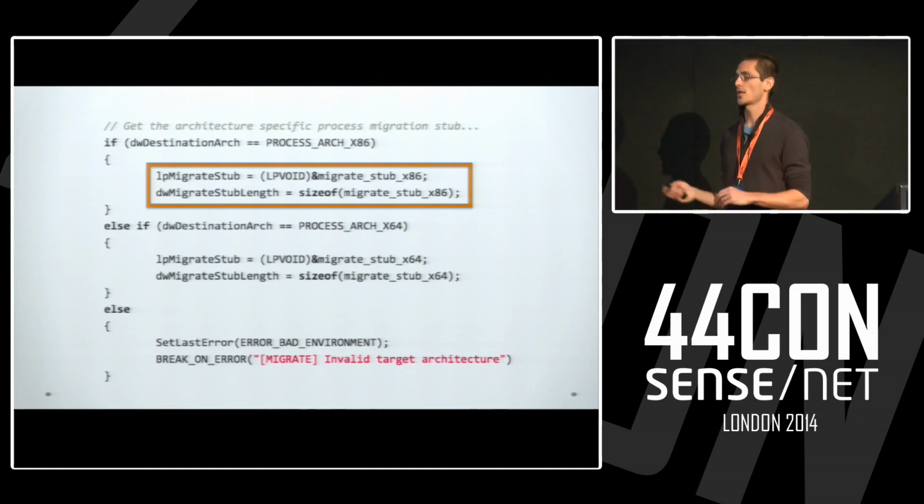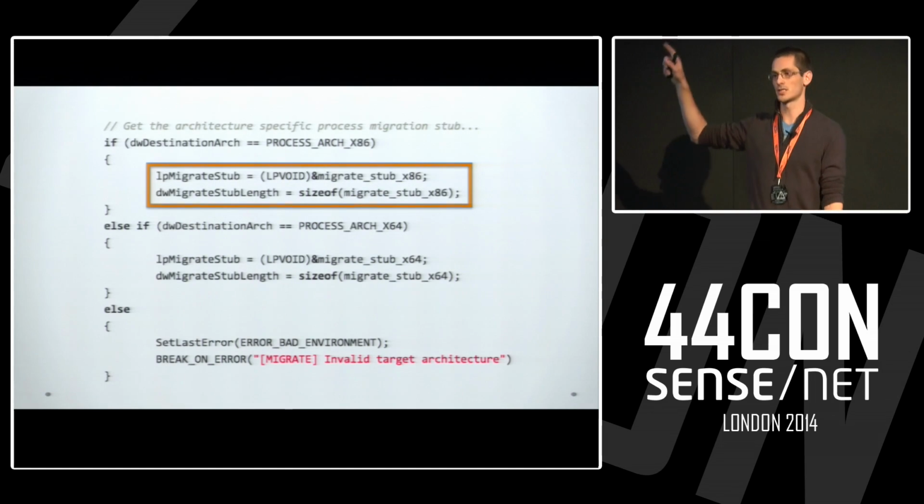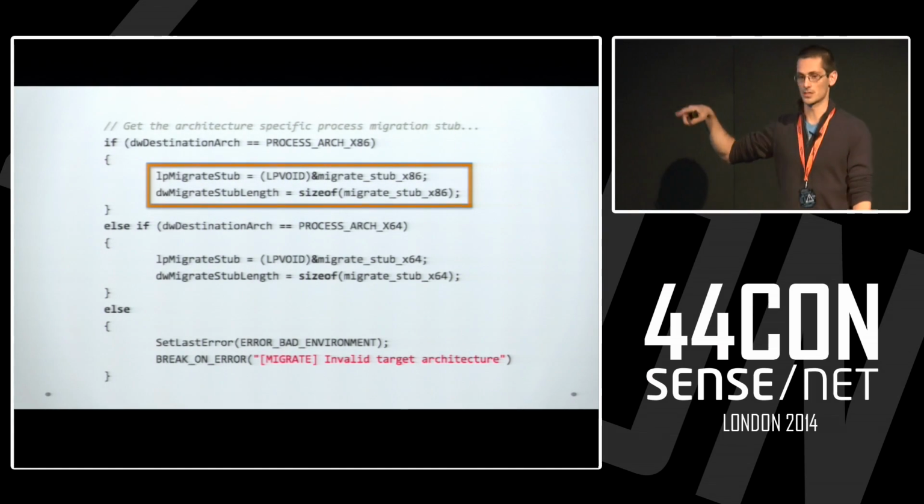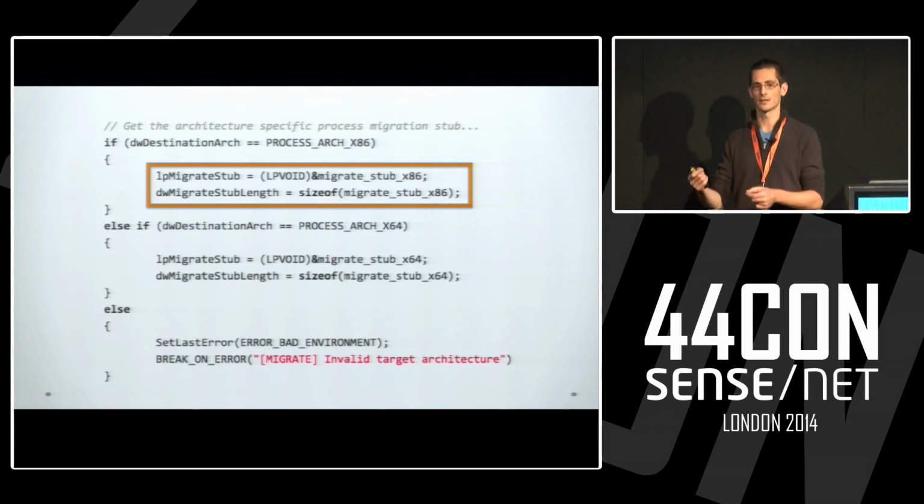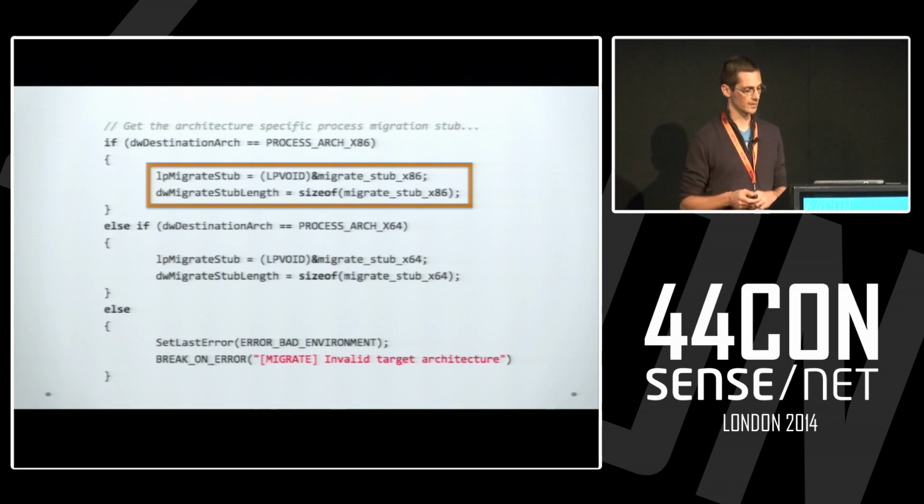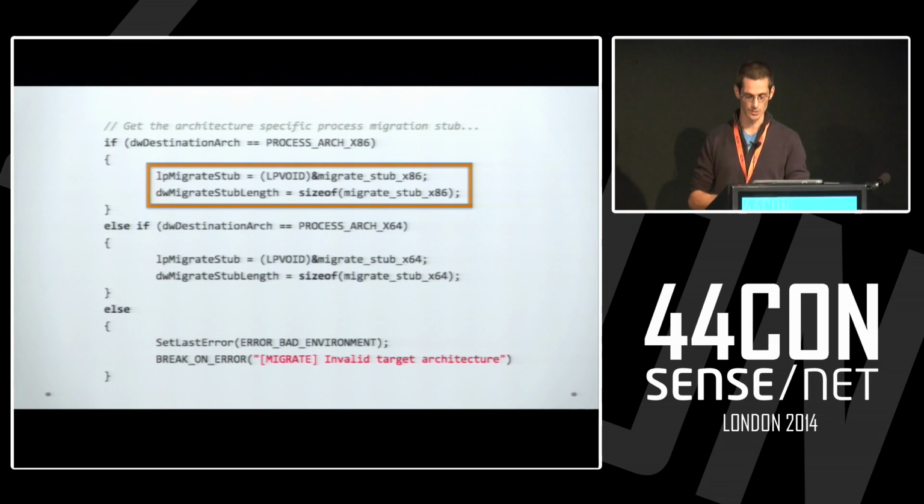So from here, we check to see which architecture we're migrating to. I'm focusing again on 32-bit, but it could be 64. And baked in is a blob of shellcode that will handle the case when we're actually kicking off migration, which we are going to dive into in just a minute.